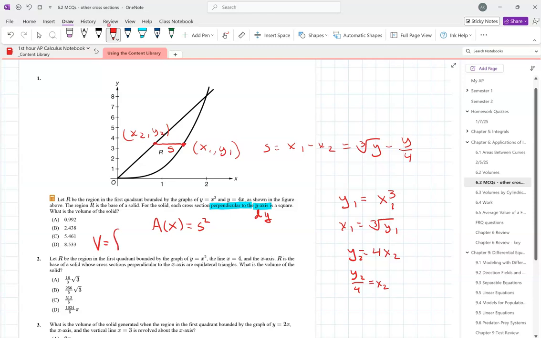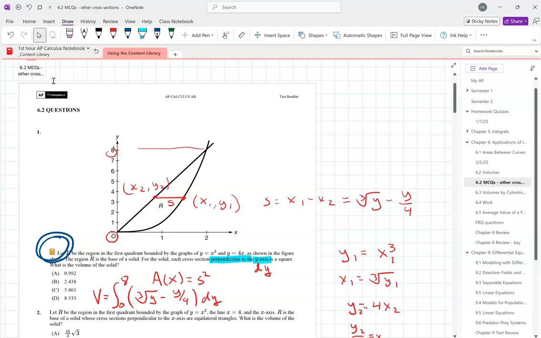So my volume is going to be the integral, since we're going along the y-axis, we're starting at 0 and we're ending at 8, of the cube root of y minus y over 4 dy. And how am I going to find the value of this integral? I'm just typing this stuff into my calculator and pressing enter.